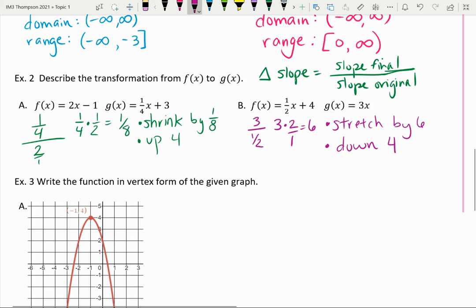For the vertical shift, the original function had a y-intercept of 4, and then the new function has a y-intercept of 0. So to get from 4 to 0, I just go down 4.